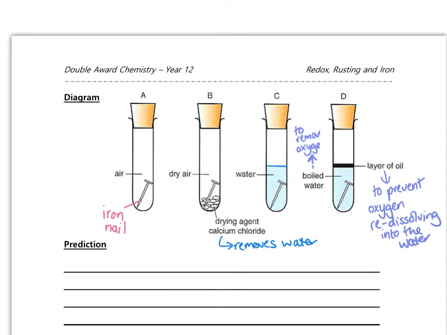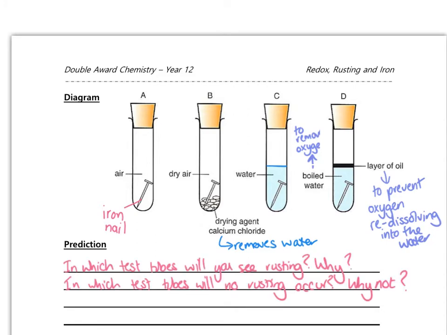So you're making a prediction at this point. If it's wrong, that doesn't matter at this stage. We're going to look at the results of this experiment and then we will have a chat about why rusting occurs in some of these test tubes but not others. So pause the video now, write a prediction as detailed as you can for this. So essentially you're answering these questions. In which test tubes will you see rusting and why? And in which test tubes will no rusting occur and why not? So pause the video now and answer those questions to write your prediction.